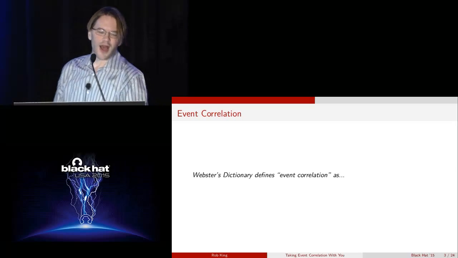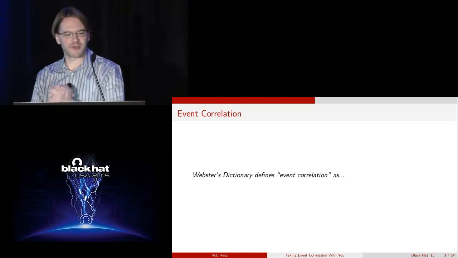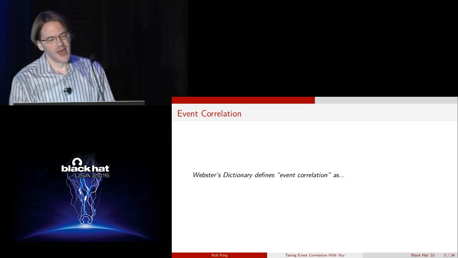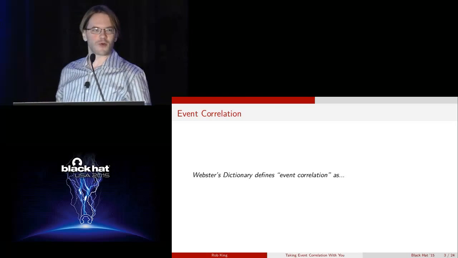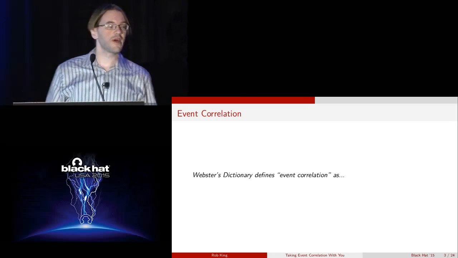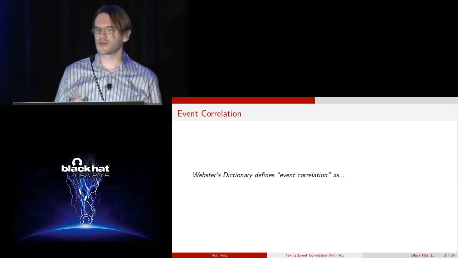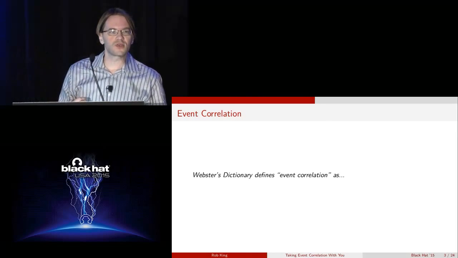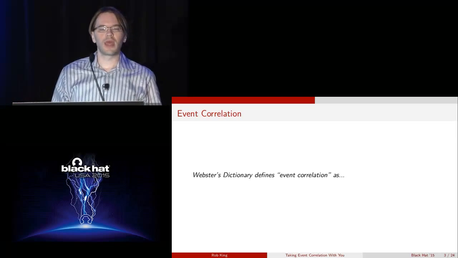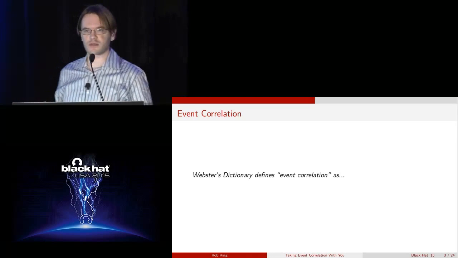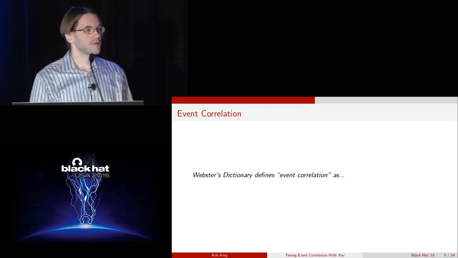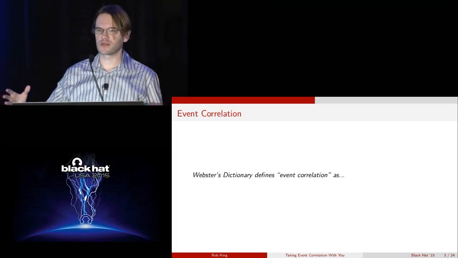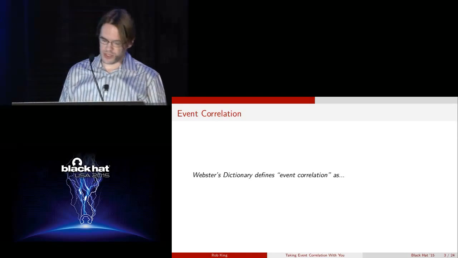I always wanted to do a professional presentation that started with Webster's Dictionary defines, but there's no actual definition of event correlation in Webster's Dictionary. So what do I mean when I talk about event correlation? Events are all the little things that you might care about going on in your network. A web request, a login, anything like that. Anything can be modeled as an event. And event correlation is extracting information from that aggregate set of events, from that stream of events. And that's what we're going to be talking about during this talk.